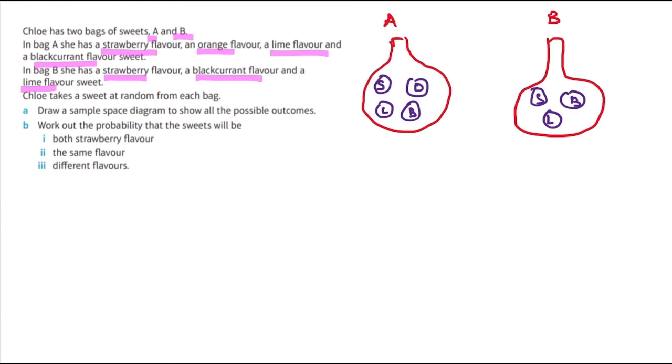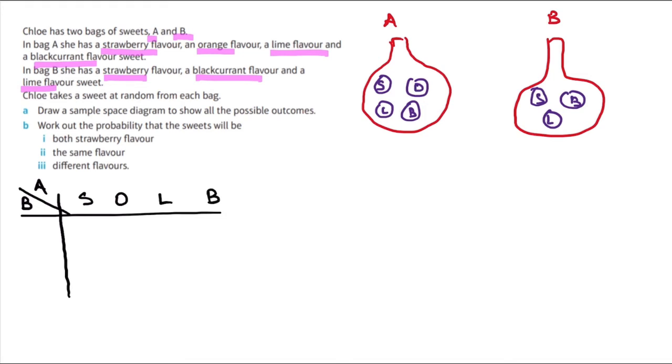Now this says to draw the sample space to show the possible outcomes. I'm going to draw the sample space over here. The sample space is basically making a table. I'm going to write down this is my bag A and this is the bag B. The possible outcomes of bag A are S for strawberry, O for orange, L for lime, and B for blackcurrant.